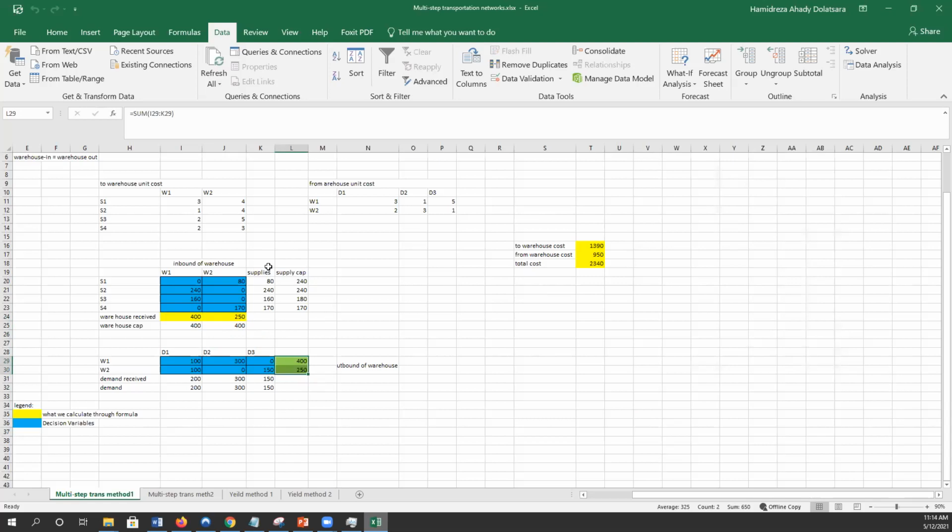About the supplies, as you see, I'm not sending more than my supply cap. Also for the demand, I sent exactly equal to my demand. I didn't send anything more, but it was okay for me. Based on my policy, I wanted at least equal to the demand, but the most efficient is not sending something extra. So as you see, I fulfilled all of my demands.